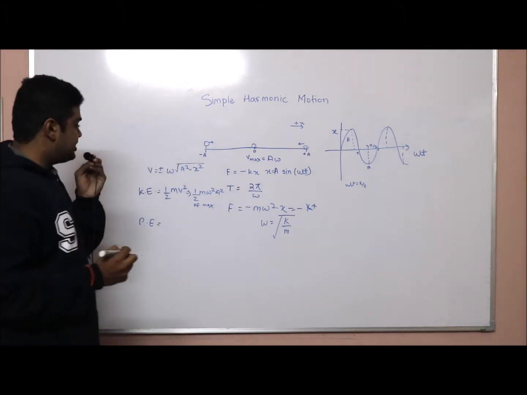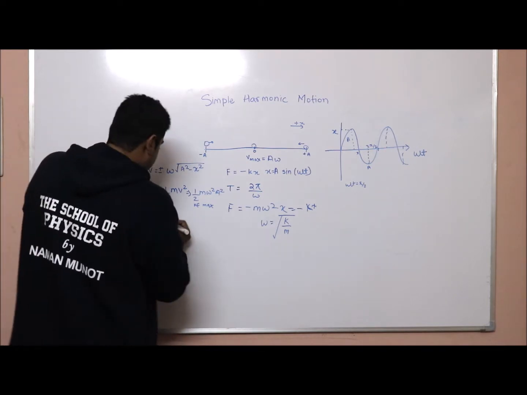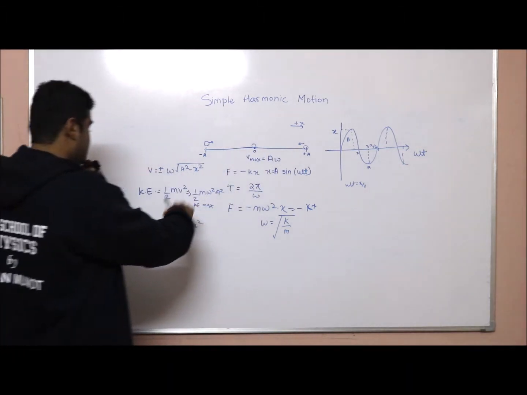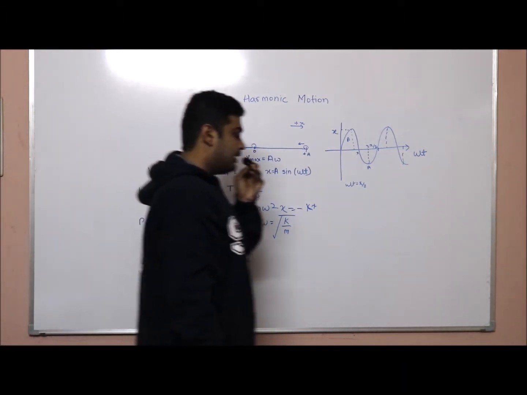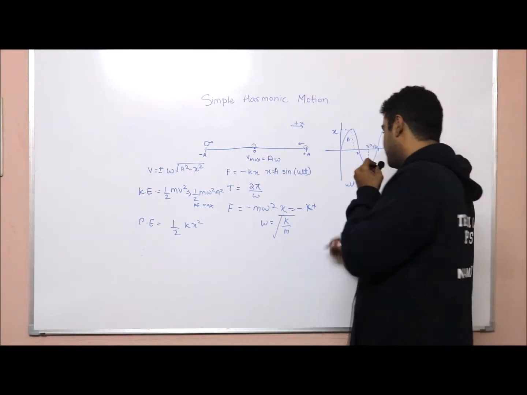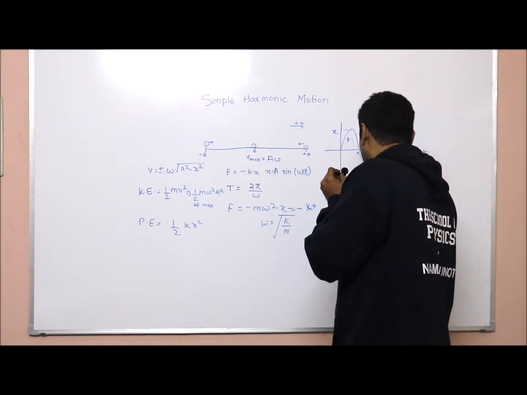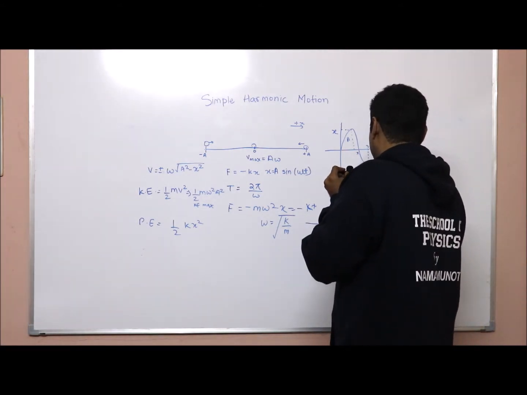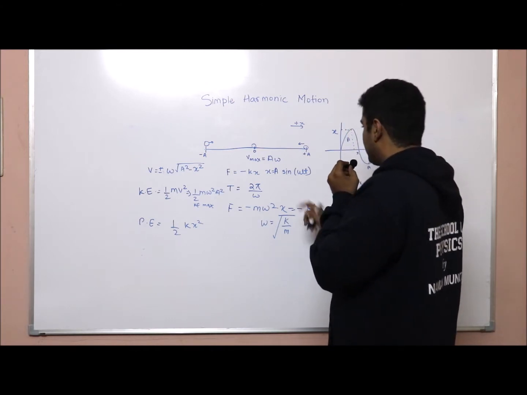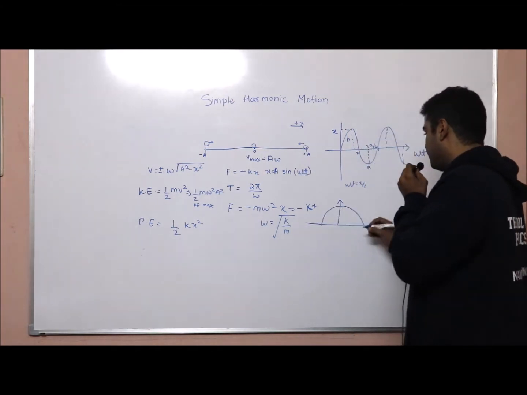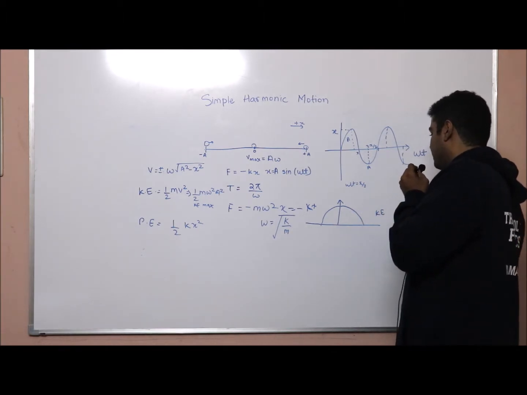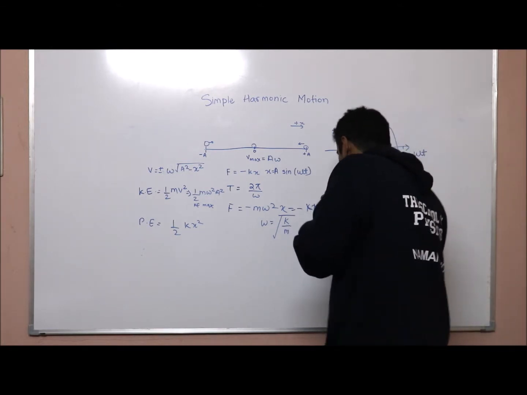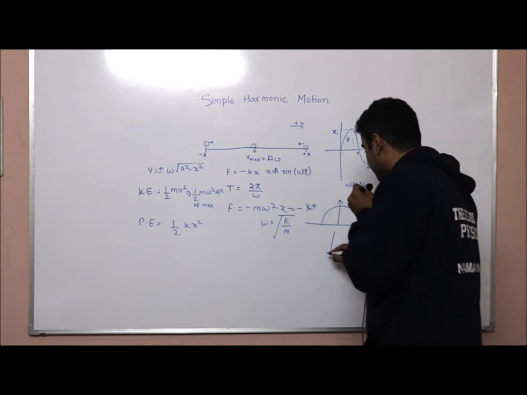Now potential energy is defined as half k x square. At any point x, the potential energy is going to be half k x square. Let us plot the graphs for potential energy and kinetic energy. For kinetic energy, it is going to be maximum here and minimum at the corners, because at the corners the velocity is going to be 0. So this is x, and this is the kinetic energy curve. The potential energy curve will be something like this.